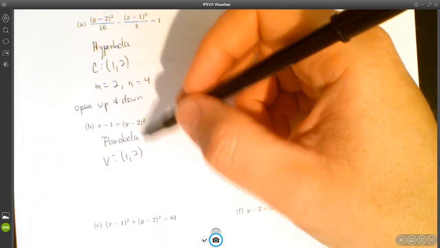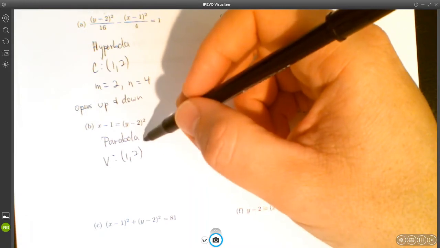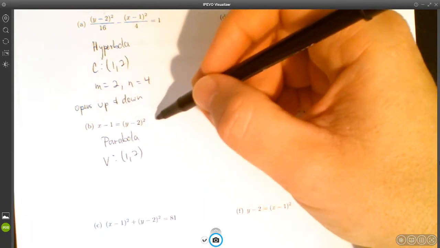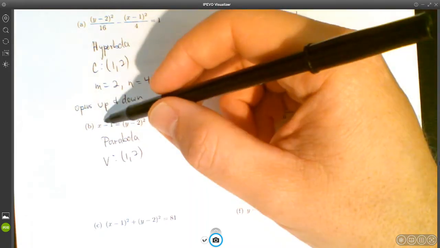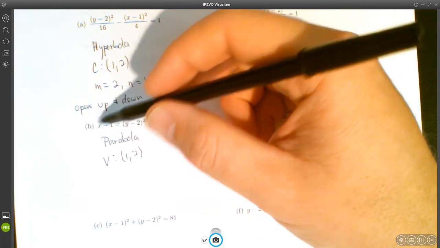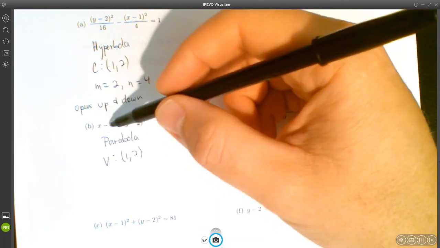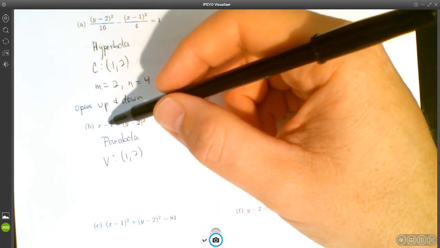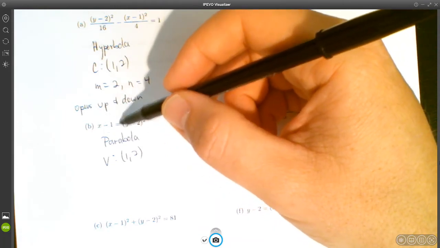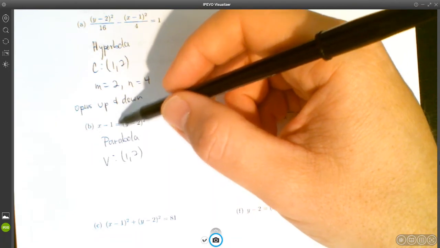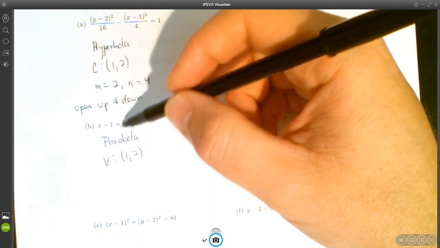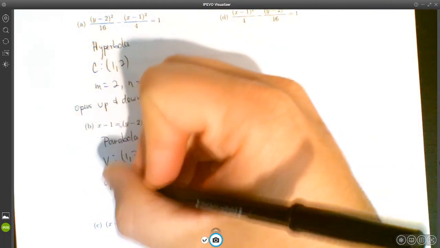The other thing we want to be able to identify if we're graphing a parabola is which way the parabola opens. In this case, since my x group leads, I know that it's going to open up along the x-axis. Now the question is, does it open left or does it open right? For that, we look at the value of a right here. If a is positive, it opens right. So this one opens right.